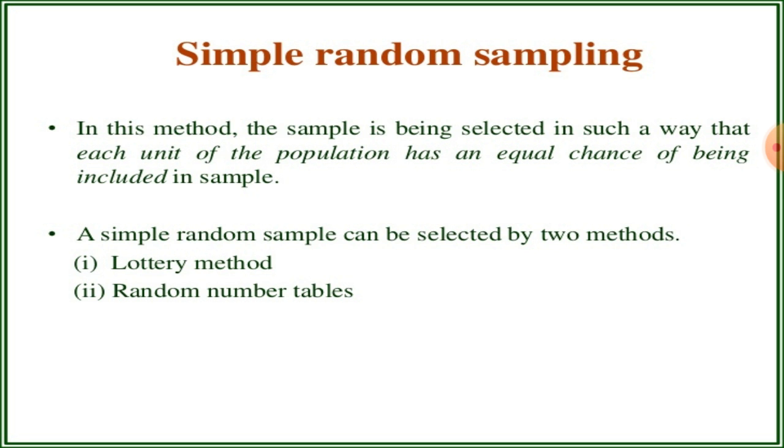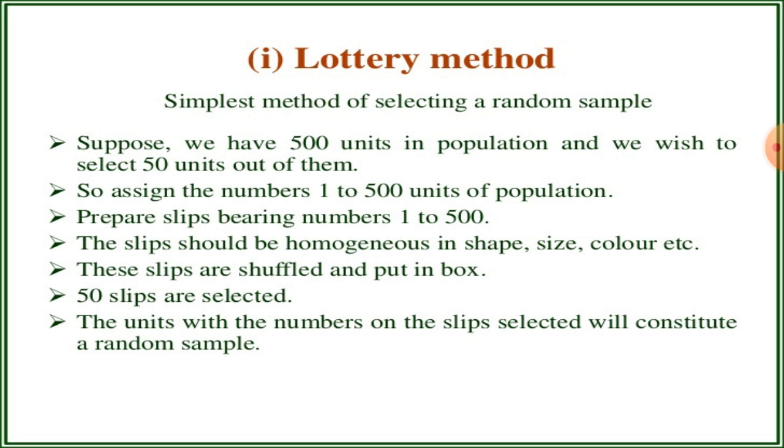In simple random sampling, the sample is selected in such a way that each unit of the population has an equal chance of being included in the sample. A simple random sample can be selected by two methods, that is, the lottery method and random number tables. First one is the lottery method. This is the simplest method of selecting a random sample.